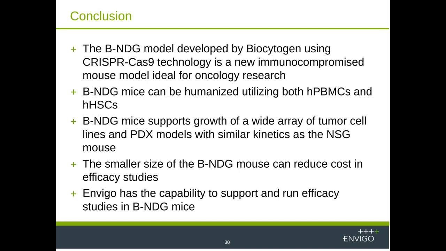And then finally, we at Envigo have the capability to run efficacy studies in the B-NDG model or in other mouse models of your choice.